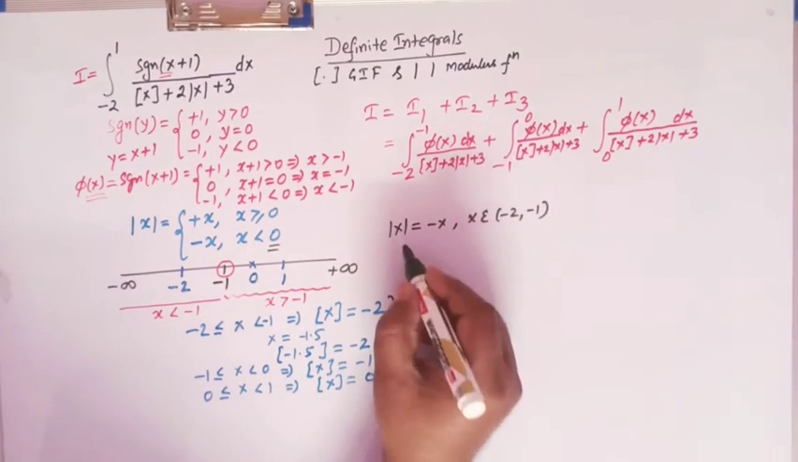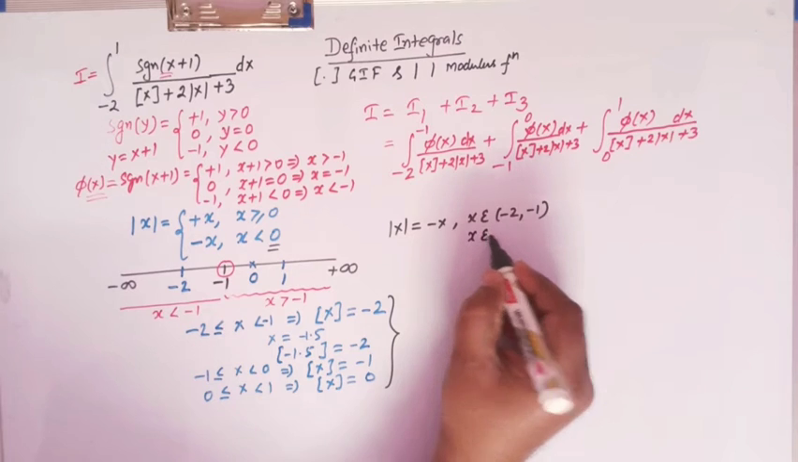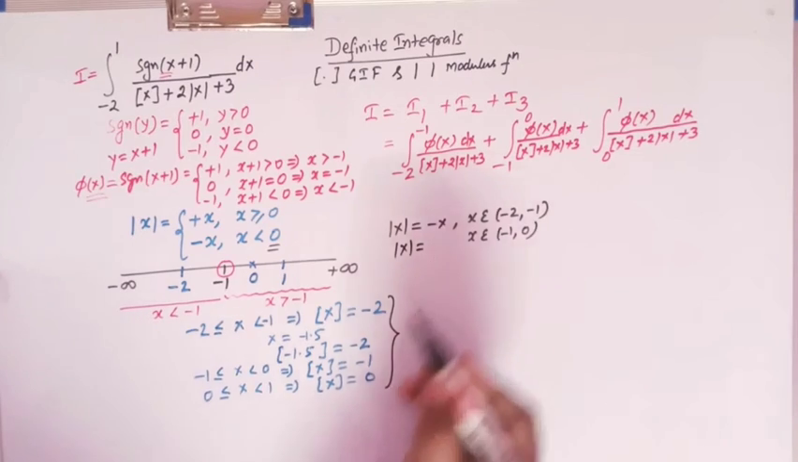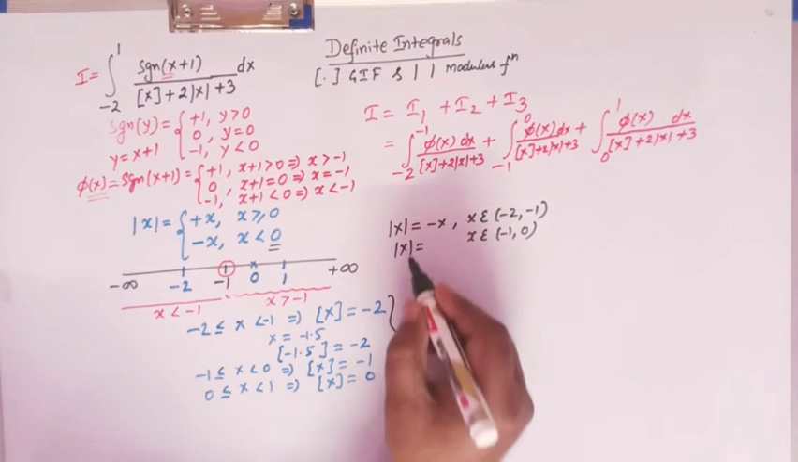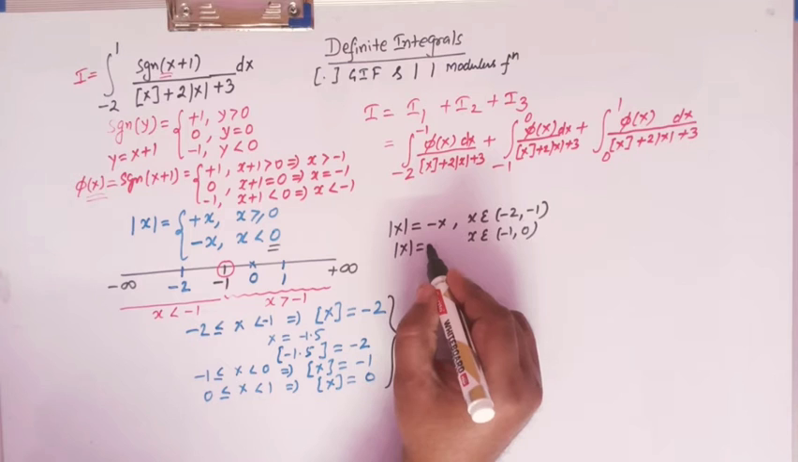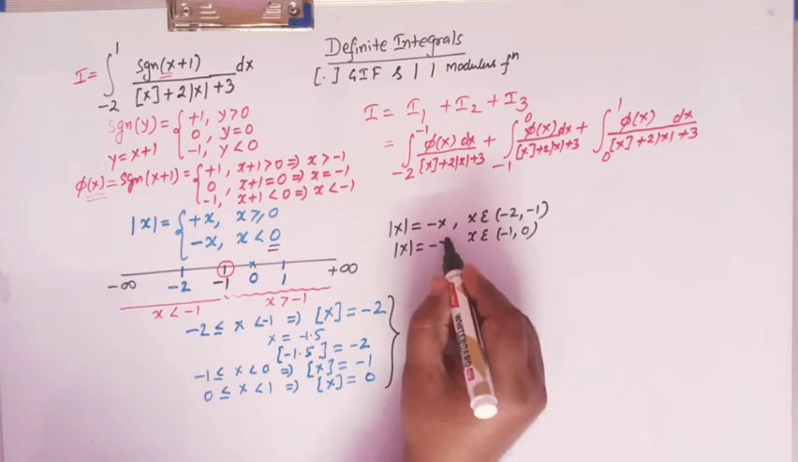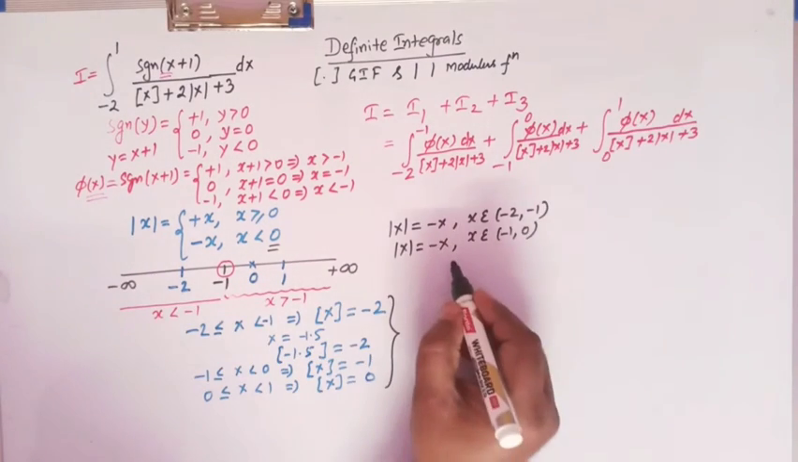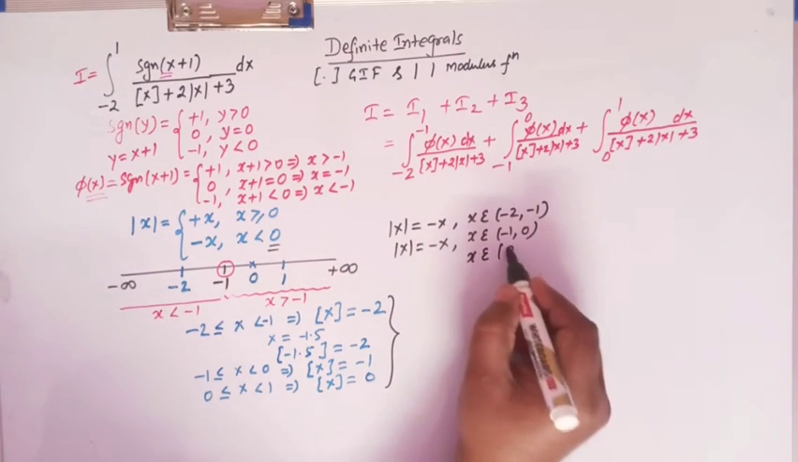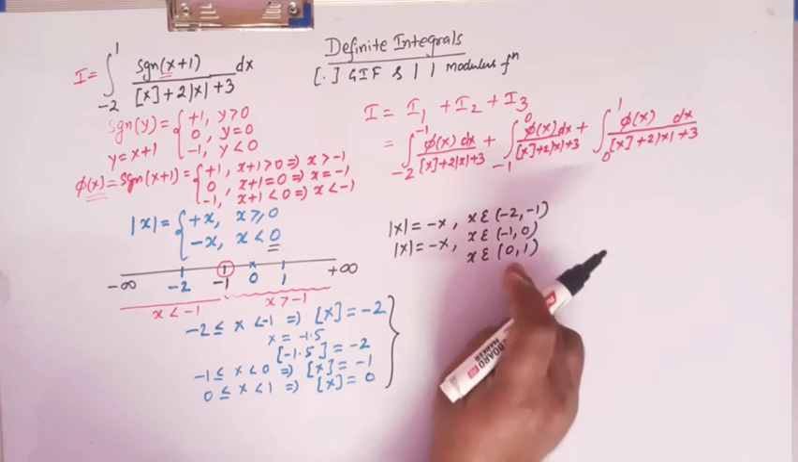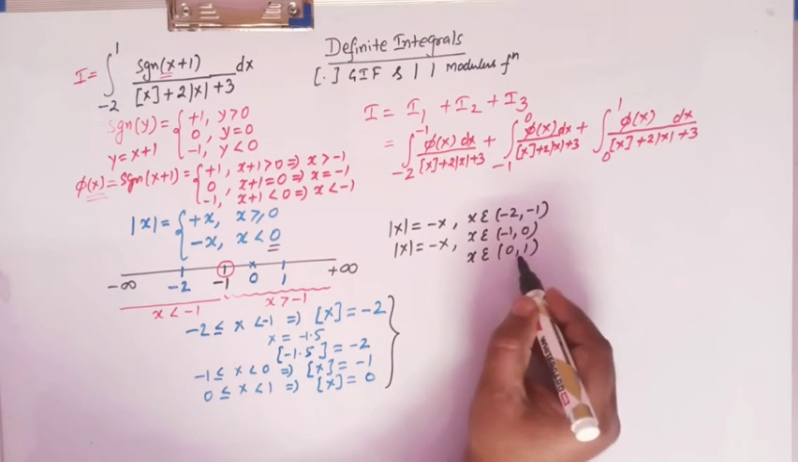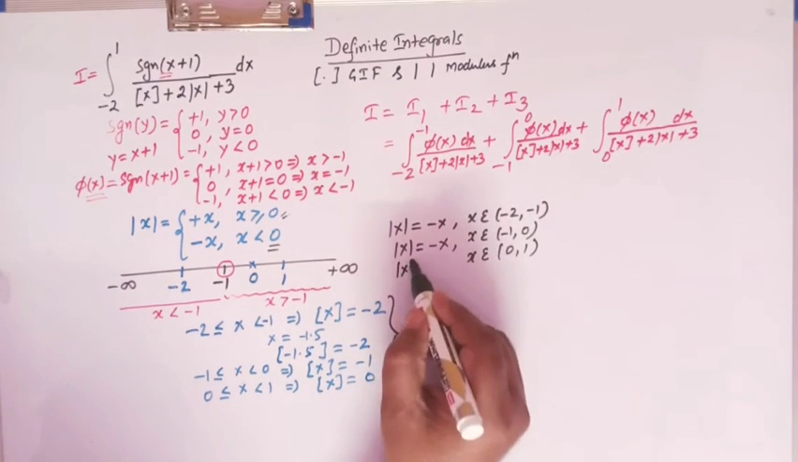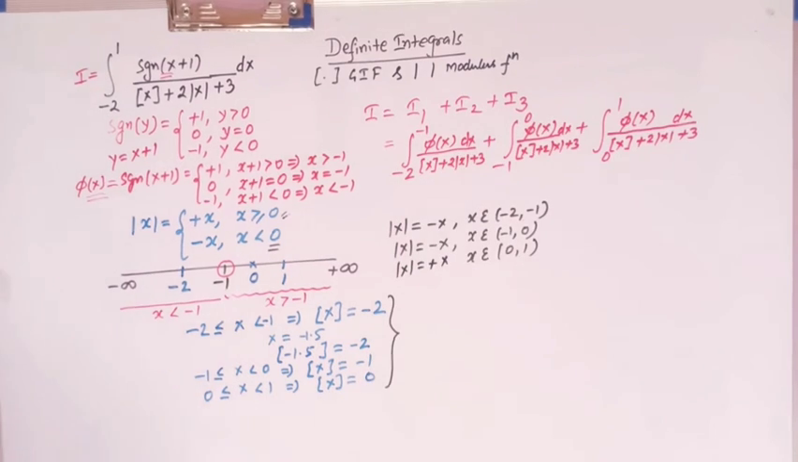And when x lies between -1 and 0, then again the value of the absolute value function is equal to negative x, right? And when x lies between 0 and 1, all the values of x are positive, so we'll utilize this definition. So the value of mod x is plus x, right?